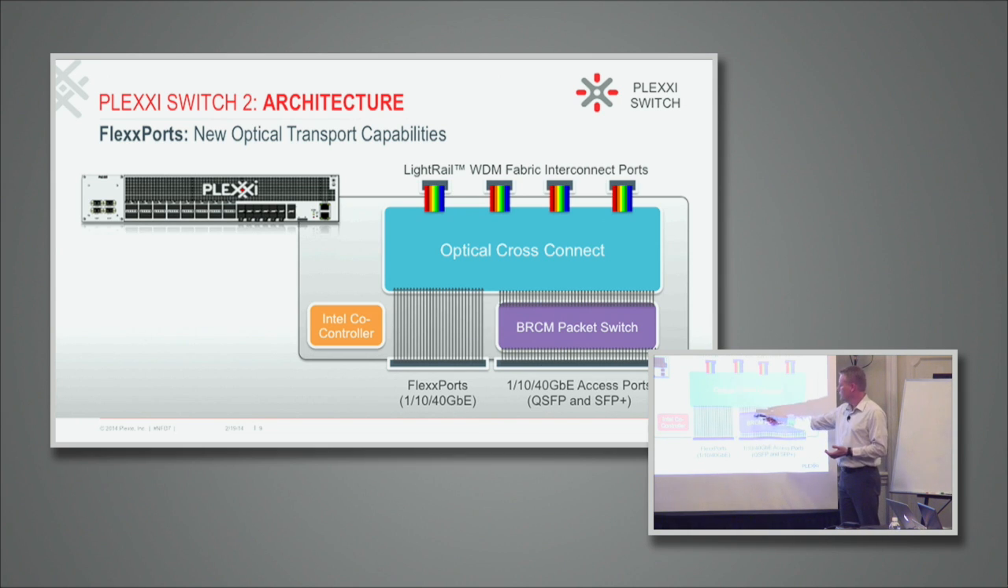But what we've done different is we've taken half of the capacity of the Trident 2, and instead of also bringing that to front panel ports, we've connected that to an optical cross-connect. So we have a cross-connect inside of the system that we can control all of the inputs and outputs, and we can connect them together.